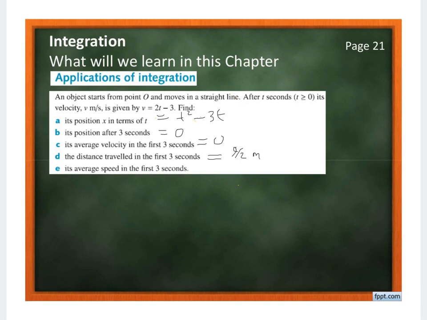E, find its average speed in the first 3 seconds. So the average speed equals 9 over 2 over 3 seconds, so equal 9 over 6, equal 3 over 2 meters per second.